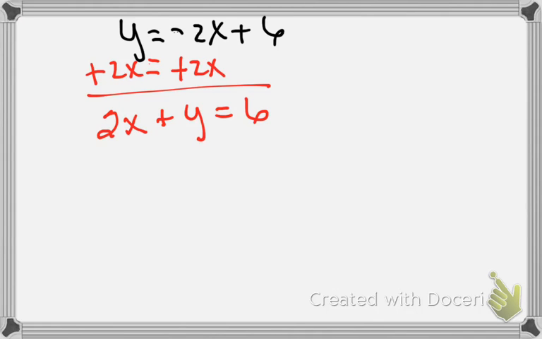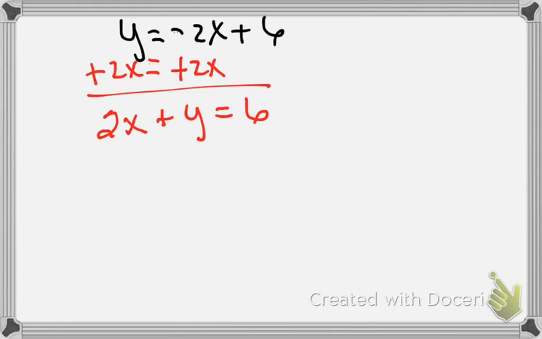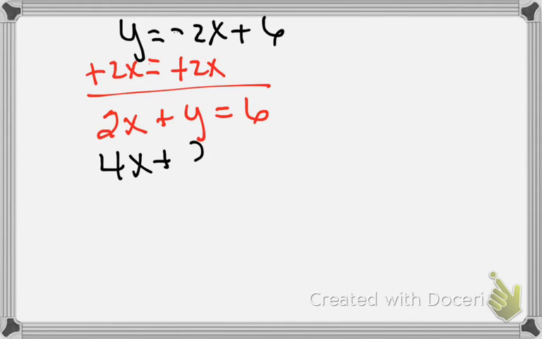So this equation and this equation, 2y equals 7, these two lines are parallel to each other. So remember, when you have parallel lines, their slopes have to be the same and their y-intercepts are different.